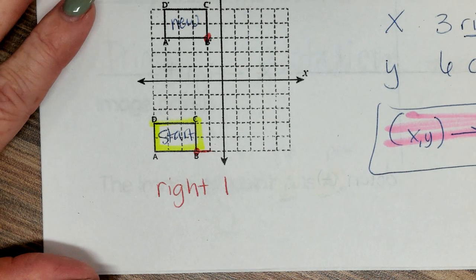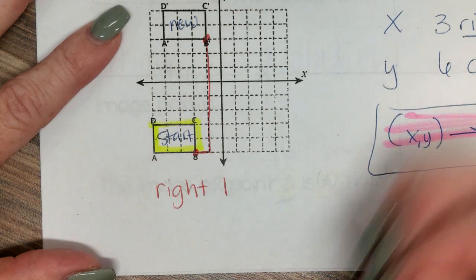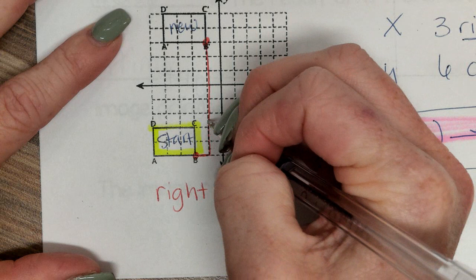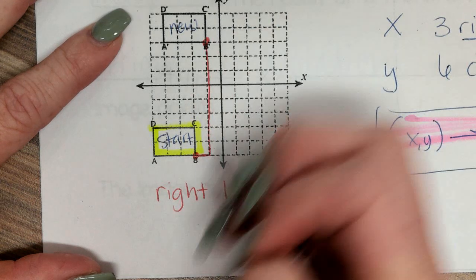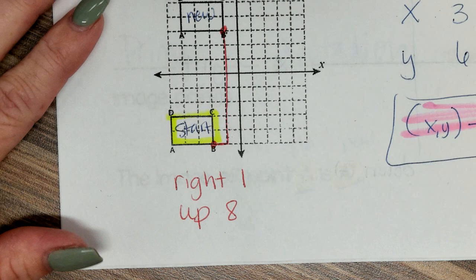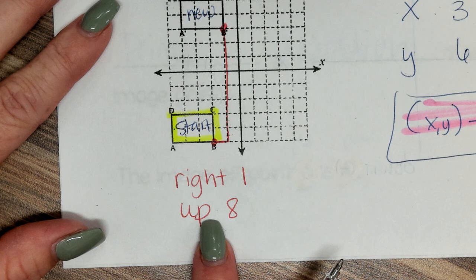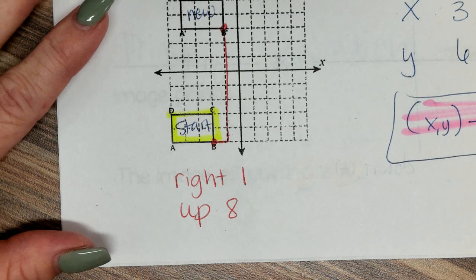Now where do I go to get from the old B to the new B? Up. I got to go count. 1, 2, 3, 4, 5, 6, 7, 8. Up, 8. Now all we have to decide is which one of these is going to go with the x and which one's going to go with the y. Well, let's talk about it.